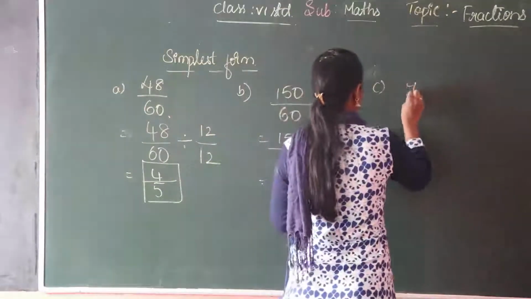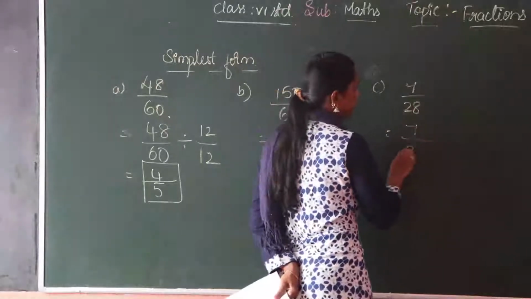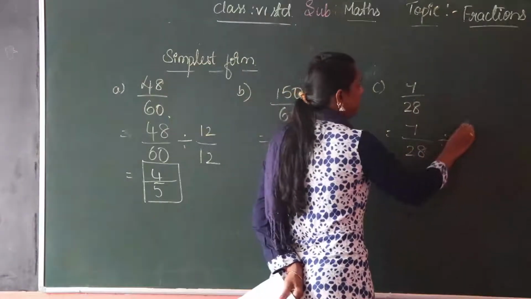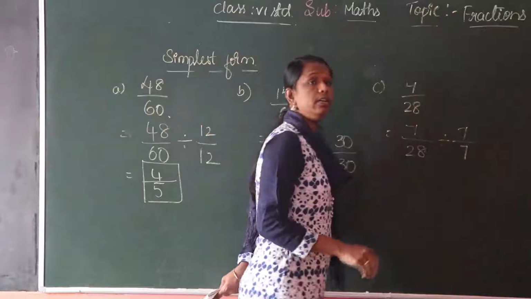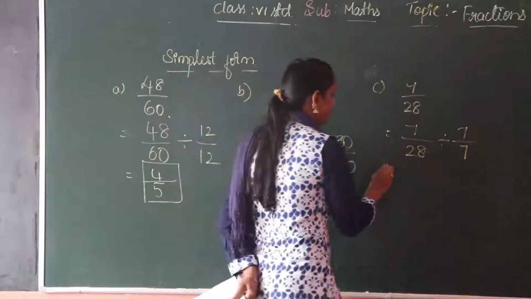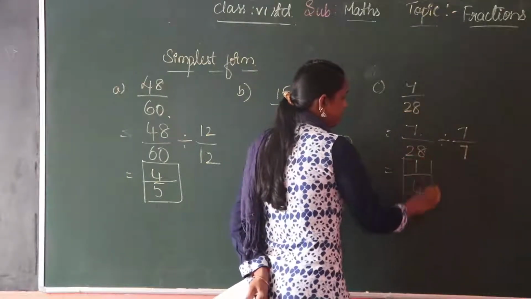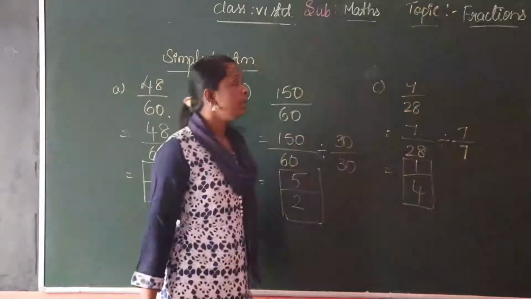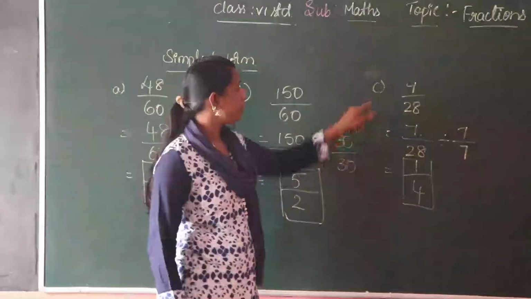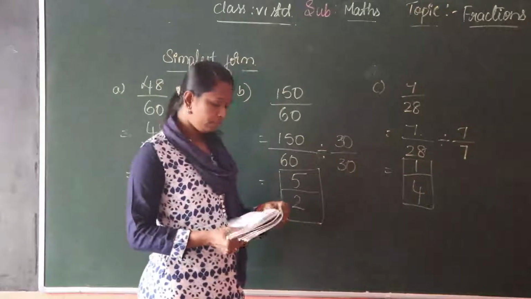7 by 28. Write down the given fraction 7 by 28. Divided by 7 means both the numerator and denominator we can divide by 7. So 7 1s are 7, 7 4s are 28. The simplest form of 7 by 28 is 1 by 4.